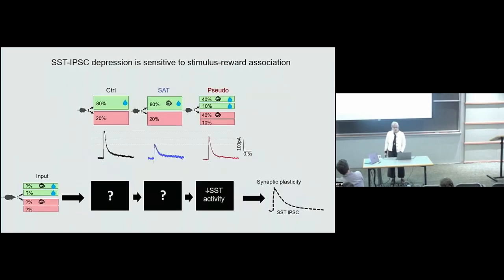Okay, so what I've just shown you is that somatostatin depression is specific to the learning condition. When we pair that stimulus plus that water reward, we see a suppression of somatostatin inhibition selectively in superficial layers of the cortex. We can phenocopy that by suppressing the activity of somatostatin cells. And pseudotraining, where the animals are receiving that whisker stimulus, is not sufficient to drive this reduction in activity. So we're trying to fill in some of these black boxes, but we think at some point there is some circuit mechanism that suppresses somatostatin activity, and that is related to that stimulus and reward contingency.